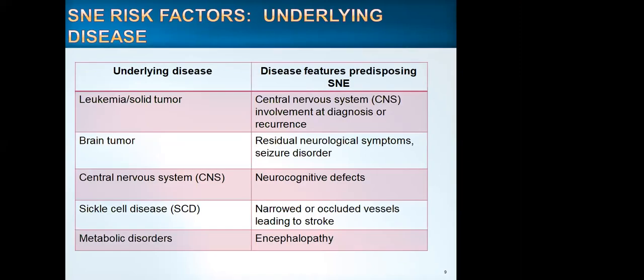Also underlying diseases like leukemia and solid tumors, with central nervous system involvement, diagnosis and recurrence. Brain tumors and central nervous system issues like neurocognitive defects. Sickle cell patients have a high risk, and in metabolic disorders such patients will have encephalopathy.